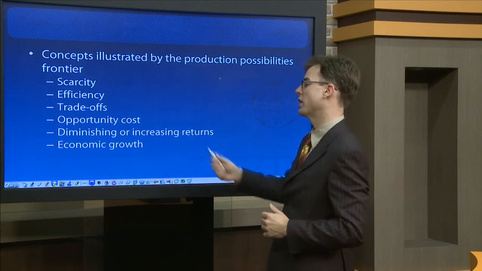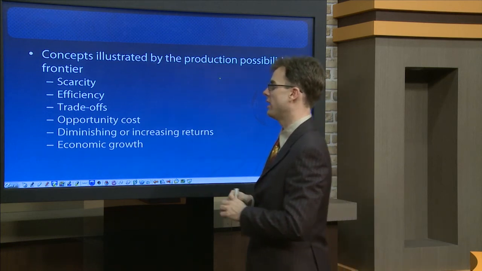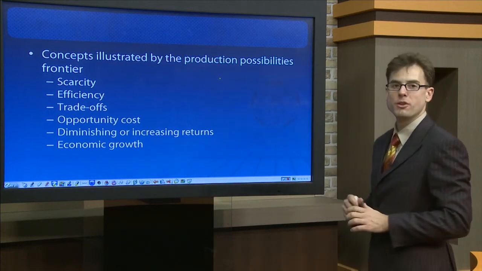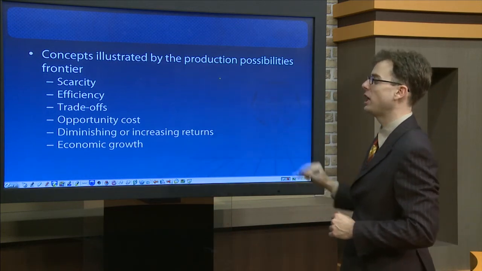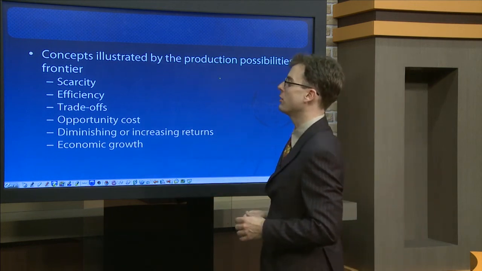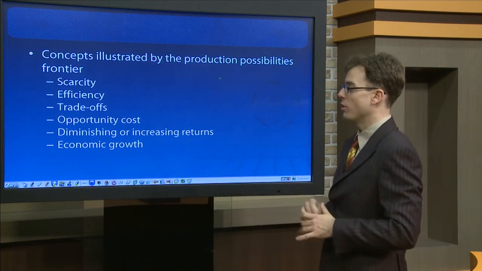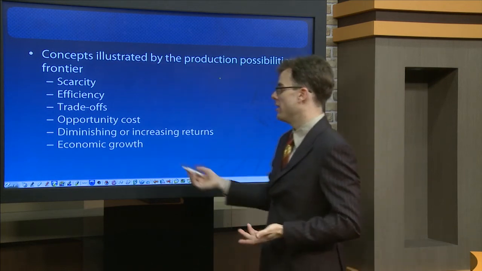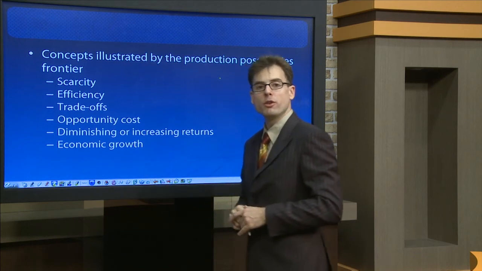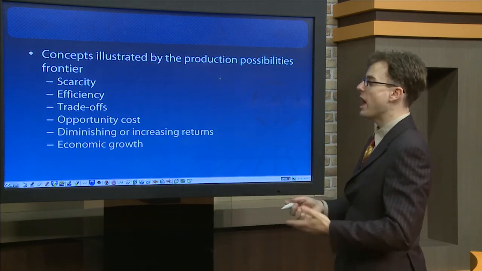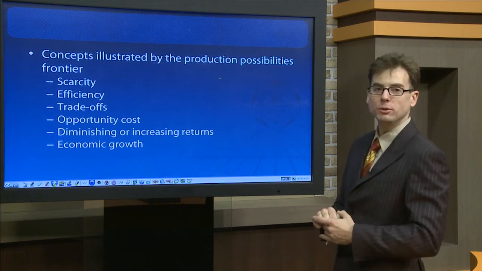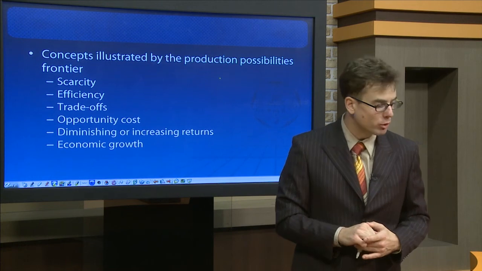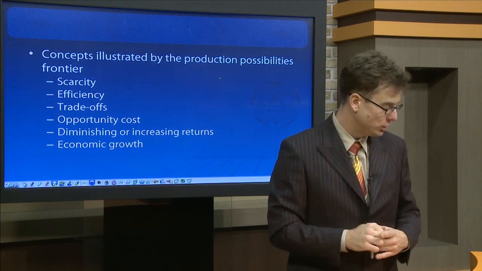Depending on the shape of the production possibilities frontier, we might have diminishing returns in production with the bowed out concave shape, or we might have increasing returns in production with bowed in concave shape. And we can introduce economic growth by studying what happens if the technology used in production improves or the available inputs in the economy change.